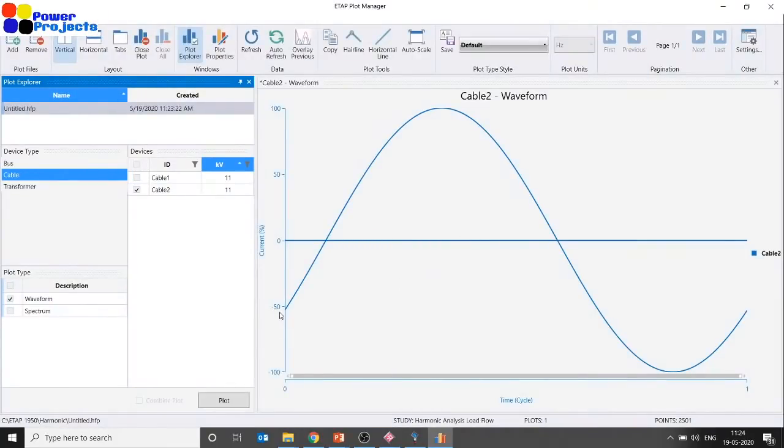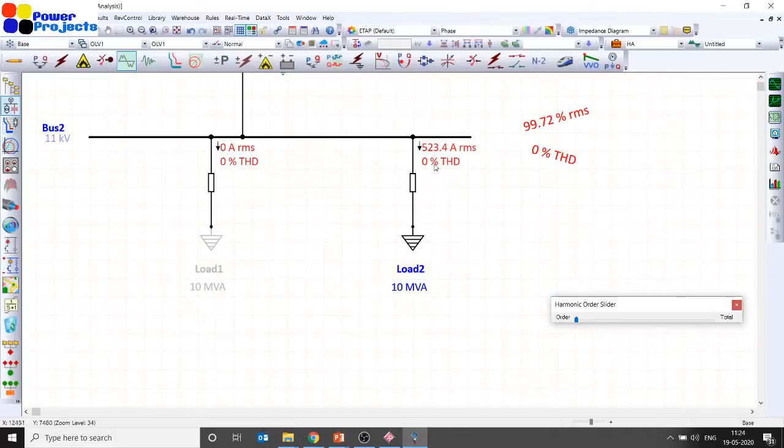Yes, this current is lagging. That is because of the delta star transformer. Anyway, here if you see, the wave shape is purely sinusoidal. Now, this is a pure linear load which draws a pure sinusoidal current.